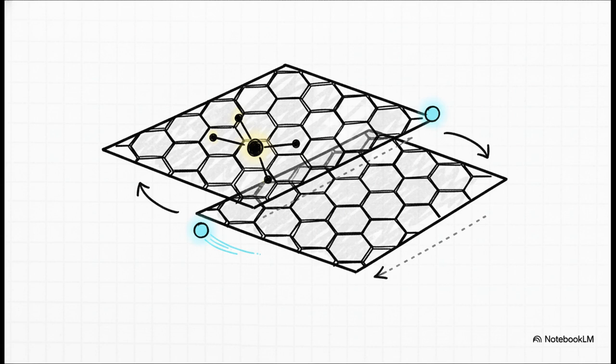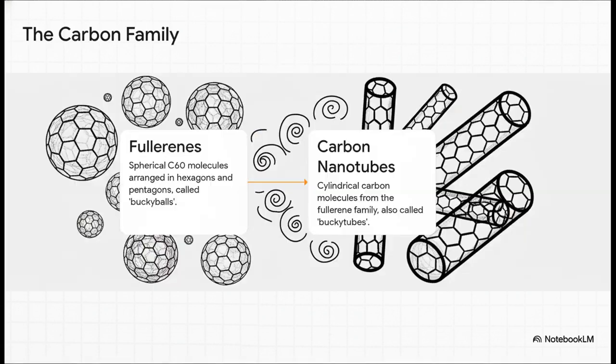And remember that 4th electron that isn't busy in a bond? Well, it's free to just roam around between the layers, and that's exactly why graphite can conduct electricity. And believe me, carbon's bag of tricks doesn't stop there. It gets even weirder and cooler.